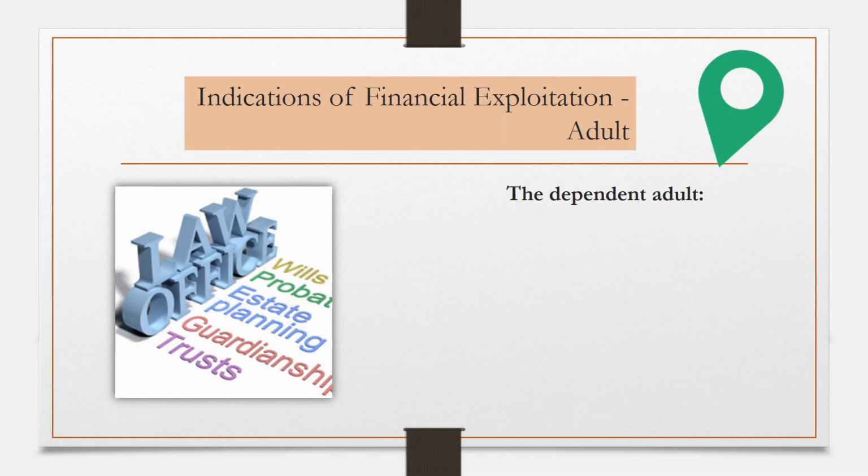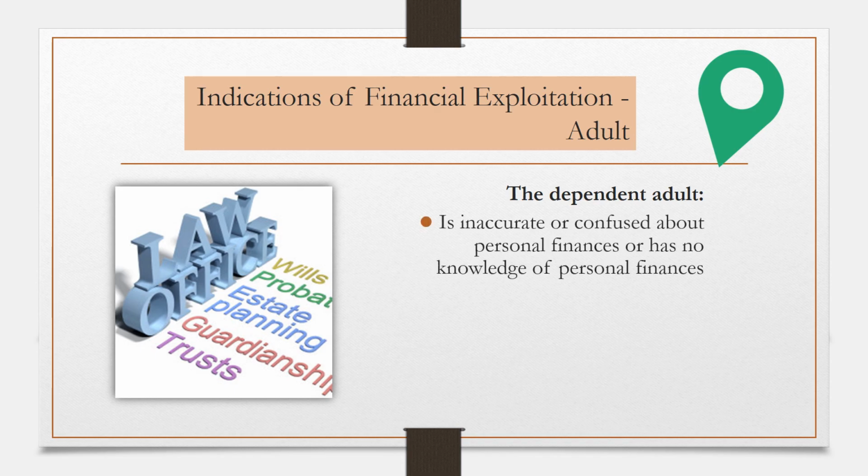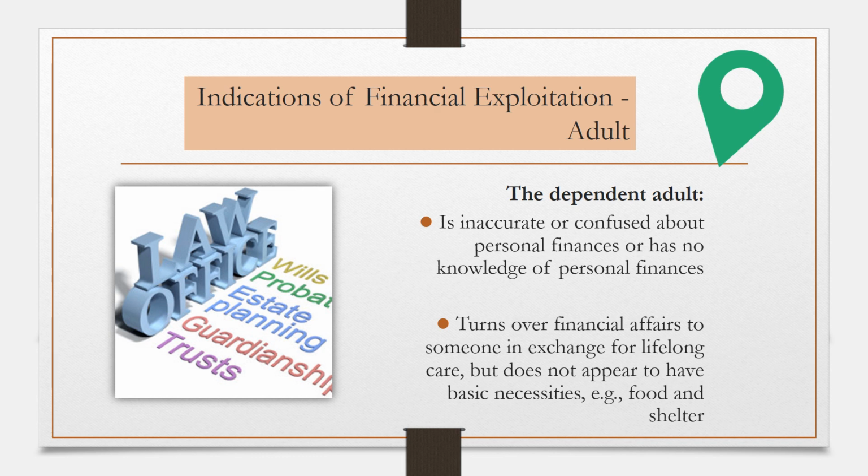Financial exploitation may be indicated when the dependent adult becomes inaccurate, confused, or has no knowledge of their finances, or turns over financial affairs to someone in exchange for lifelong care, but does not appear to have the basic necessities, such as food and shelter.